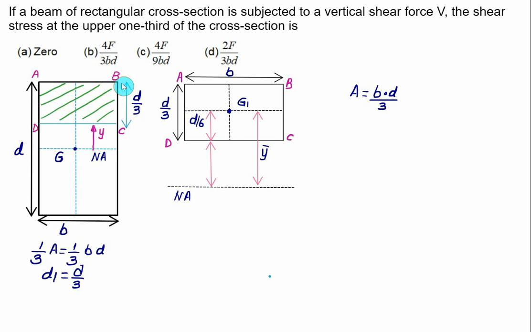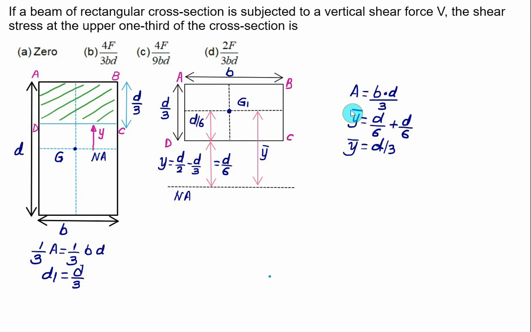Since here total height is D by 2, you have to subtract D by 3, and you will get the value of Y. So value of Y is equal to D by 2 minus D by 3. If you take the LCM here, LCM is 6. So we have 3D minus 2D divided by 6. So we have Y value equal to D by 6. So the centroid location from the neutral axis is Y bar equal to D by 6 plus D by 6, that is 2D divided by 6. So we have Y bar equal to D by 3.